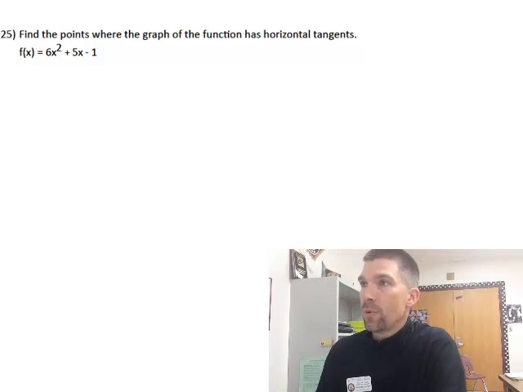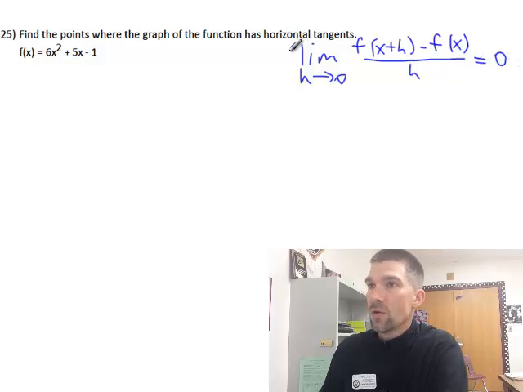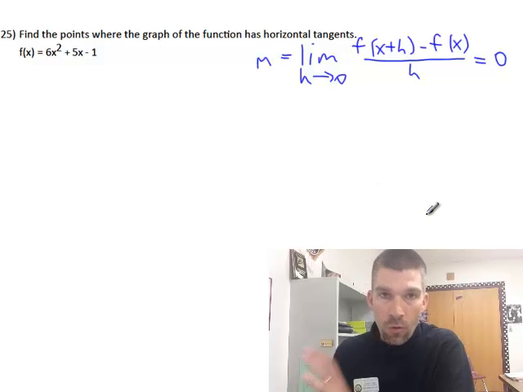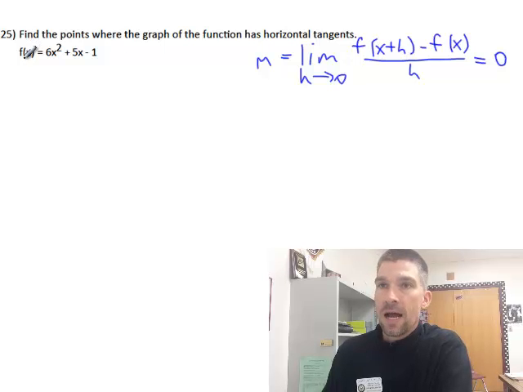Well, I'm going to take my limit process, which is the limit as h approaches 0 of f of x plus h minus f of x all over h. And whenever I get this done, I'm going to set it equal to 0, because remember, this whole thing is a slope. So when I get done, I'm going to set this equal to 0. What does that mean? That means that I need f of x plus h. So everywhere I see x, I put x plus h in.